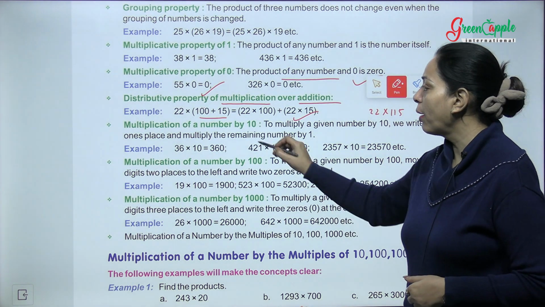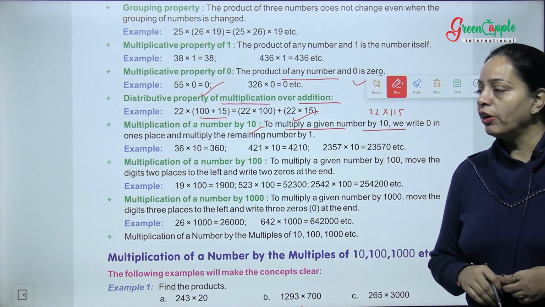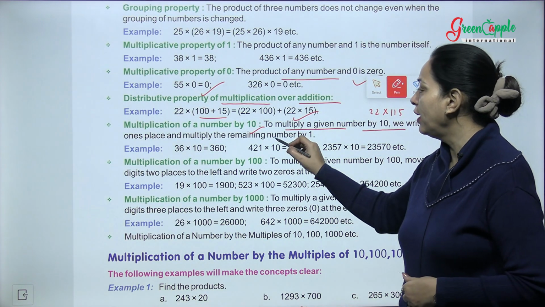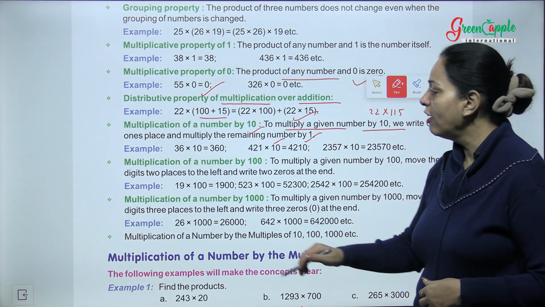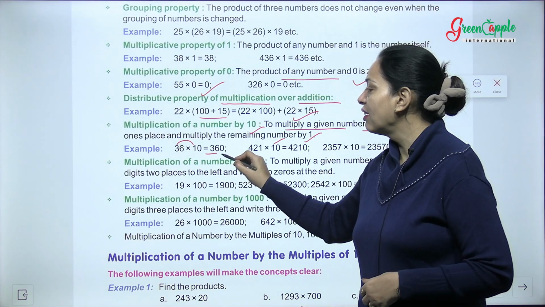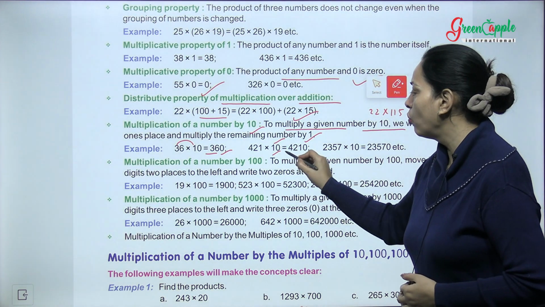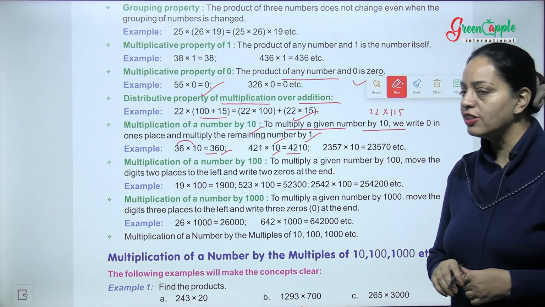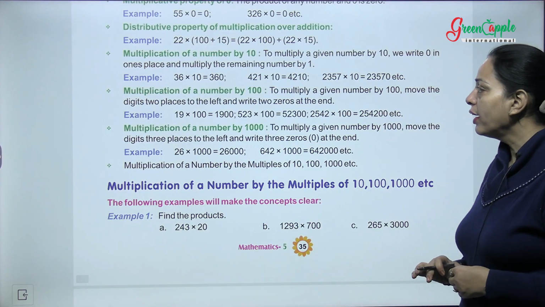Now multiplication of a number by 10. To multiply a given number by 10, we write 0 in the ones place and multiply the remaining number by 1. Very simple, like 36 into 10. 36 ones are 36, and in the last, 0. 421 into 10, so 421 and in the last, 0. Very simple.